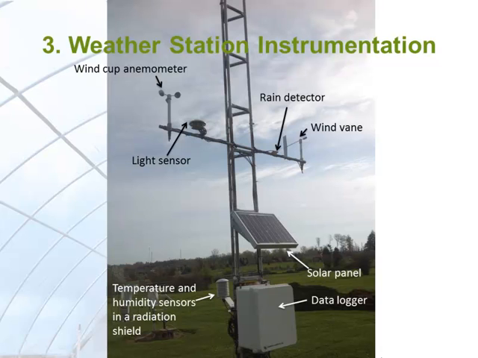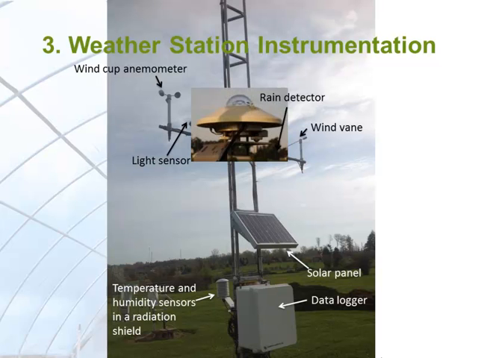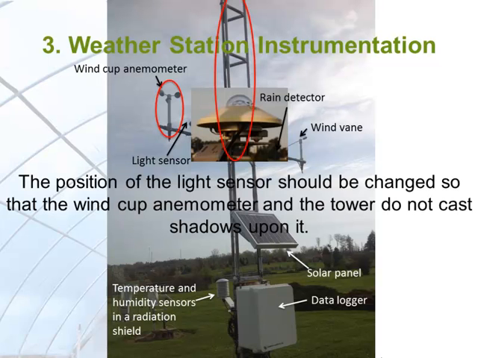As the sun rises from the east and sets in the west, morning sun casts a tower shadow on the light sensor, as shown here. Afternoon sun may also cast a shadow on the light sensor. A better location of the light sensor is on the south side of the tower.